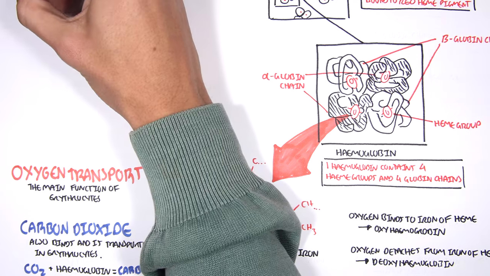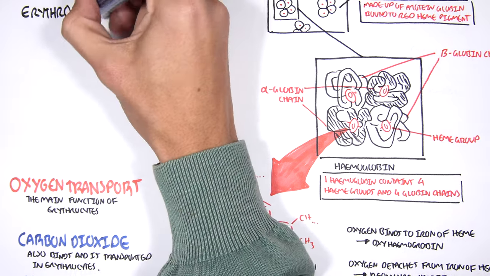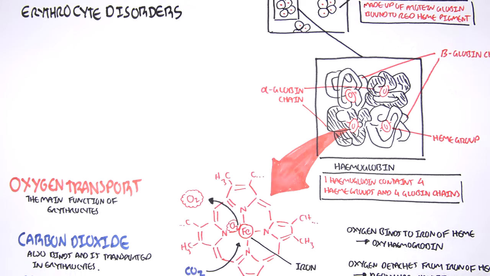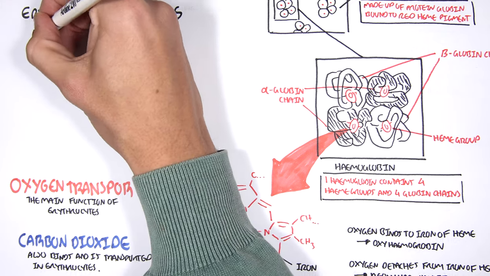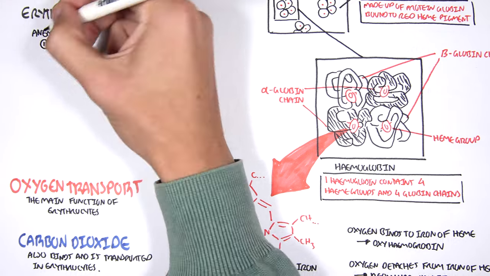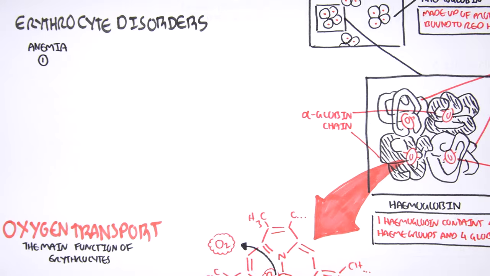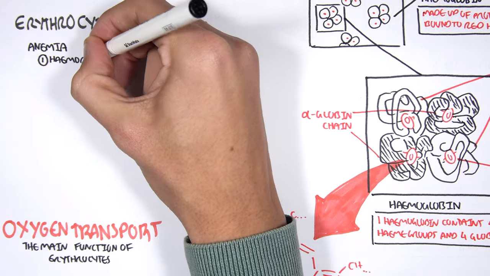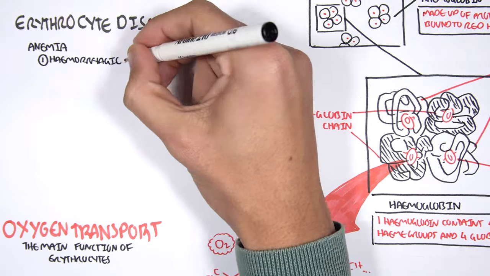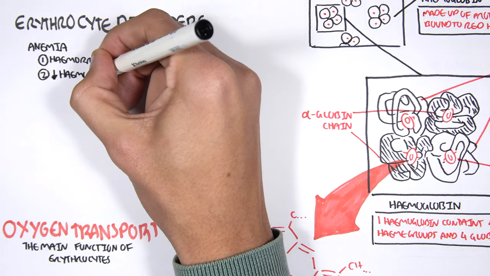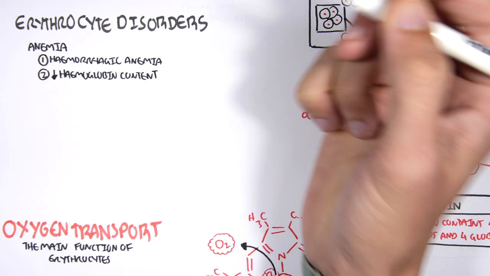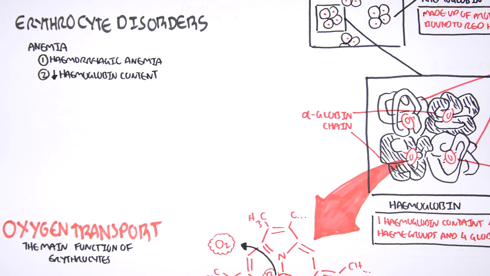Now, there are some disorders that can arise when there are problems with the hemoglobin molecules or the red blood cells themselves. Common erythrocyte disorders include anemia. We can have a few types of anemia. For example, we can have hemorrhagic anemia when we just lose blood. Therefore, if we lose blood, we lose the amount of red blood cells in our body, and so we become anemic. We can also have another type of anemia where we have a decrease in hemoglobin content.